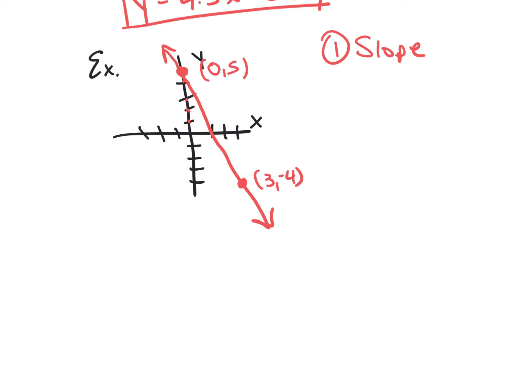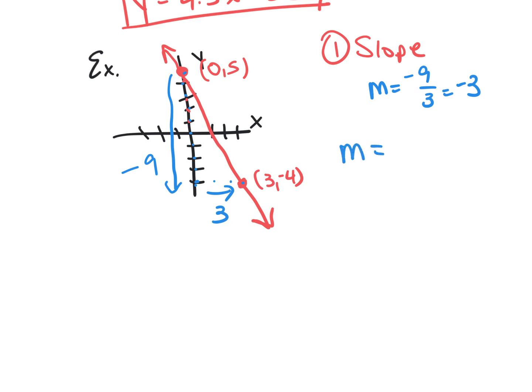So you could count the slope, right? We could count and we could go down and then over, which is negative. So we can go down 1, 2, 3, 4, 5, 6, 7, 8, 9. So down 9. And then we could go over 1, 2, 3. So m is negative 9 over 3, or negative 3, because it's negative 3 over 1, right?